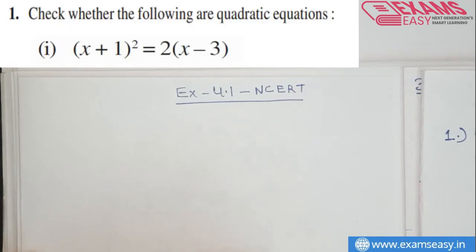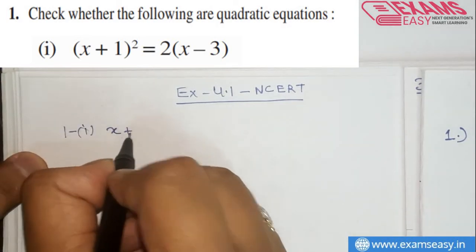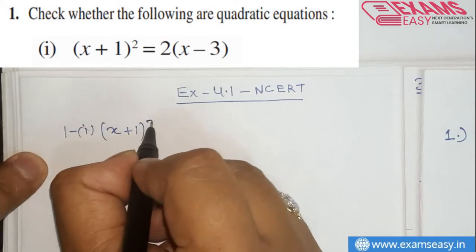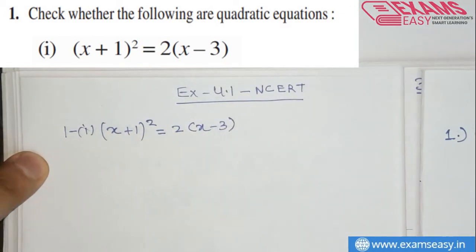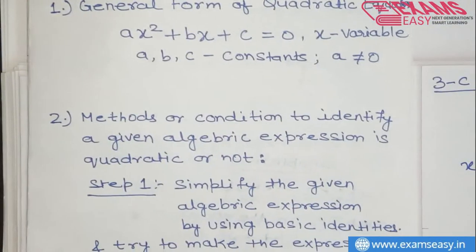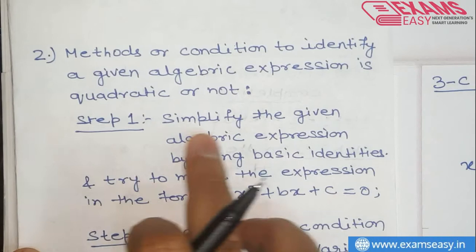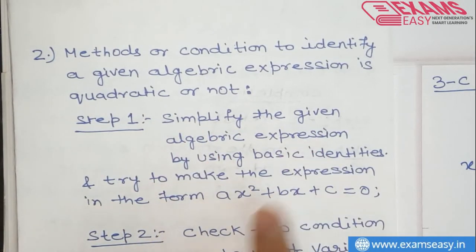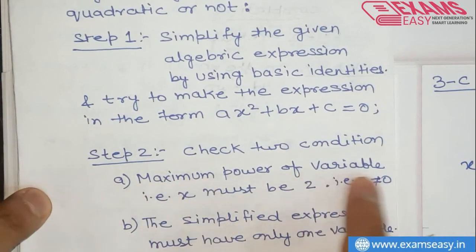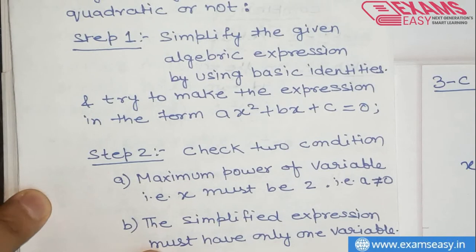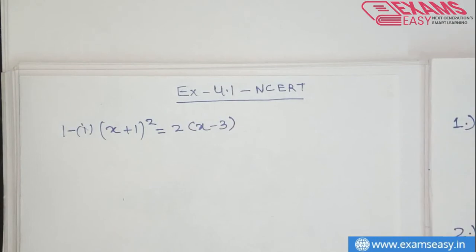As you can see on the screen, the first question is given by the equation (x plus 1) whole square is equal to 2x minus 3. Friends, I have told you the two conditions to identify whether the given expression is quadratic or not. First we have to simplify the given algebraic expression, then we have to check the two conditions. First, the maximum power of the variable must be 2, and it must have only one variable. So these two conditions we will be checking in this question.